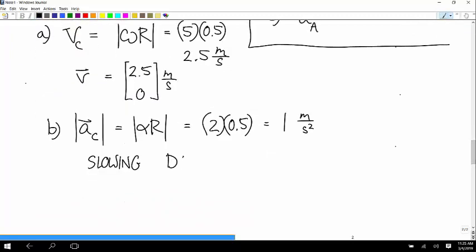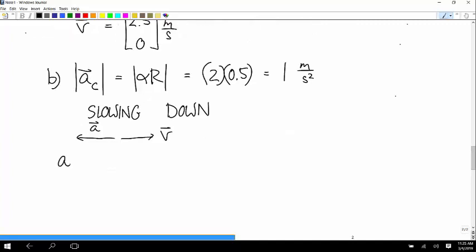It's slowing down, and that means if the velocity is this way, the acceleration has to be this way. So the acceleration of the center, and we know that it has to be parallel to the surface, it always is, is in the negative x direction, 1 meter per second squared, so negative 1, 0.